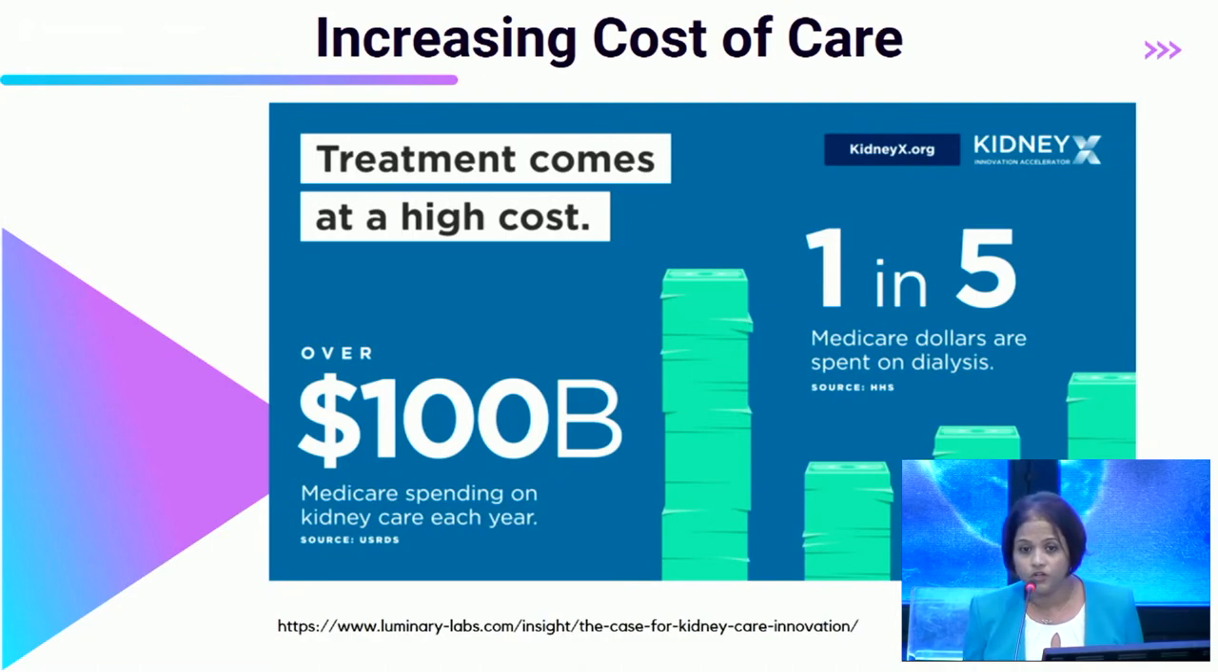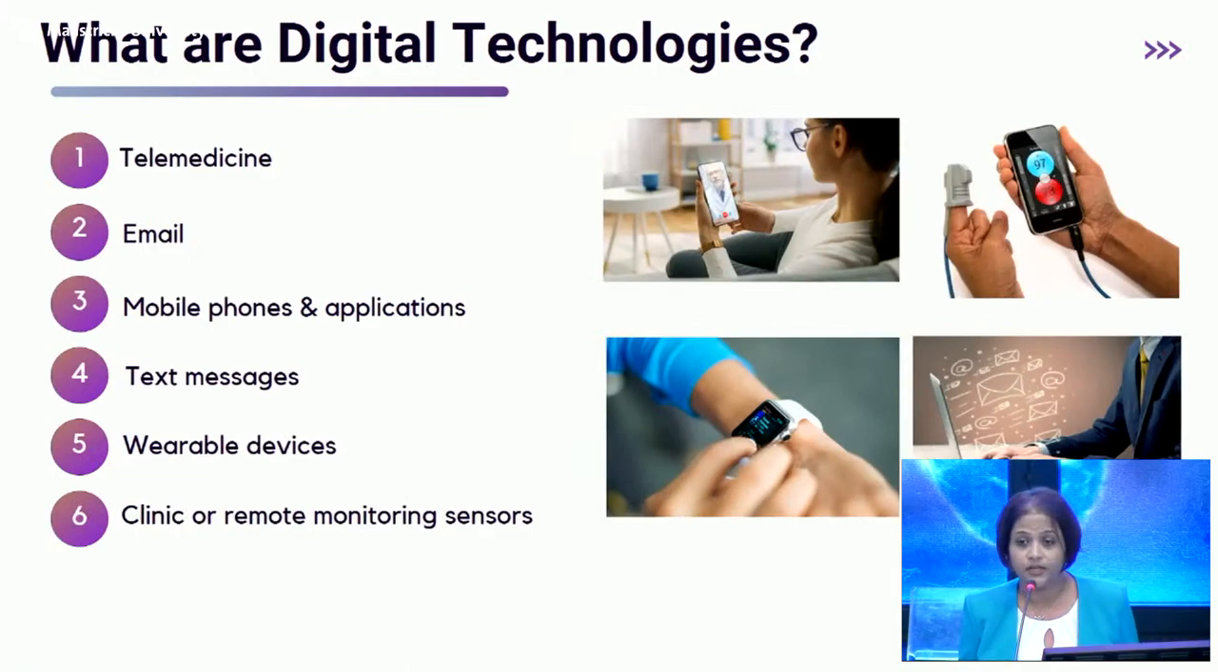We all know the cost of healthcare is increasing due to inflation and other rising costs. This is the data from the United States. However, this is common across all the other regions of the world as well. We spend about $100 billion Medicare dollars on kidney care each year. 1 in 5 Medicare dollars is spent on dialysis, and this is only increasing. So why is all of this important, and how can digital technologies and artificial intelligence help?